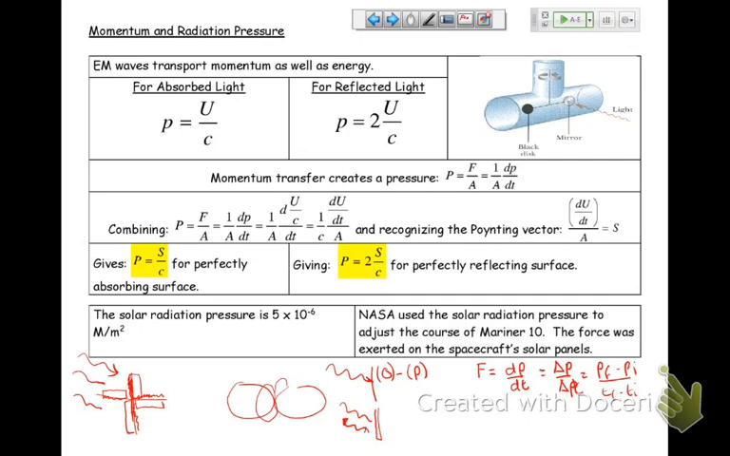If I look down here, the momentum at the end is minus p because it's going to the left, minus the momentum before, which is p, which equals minus 2p. So we can see we get a bigger change in momentum when we have reflection than we do when we have absorption.